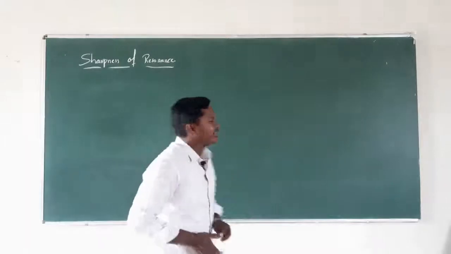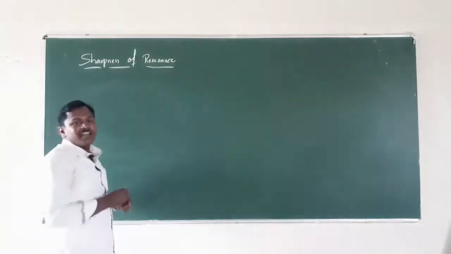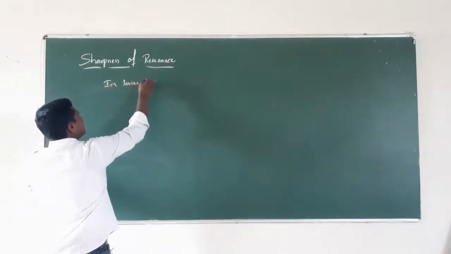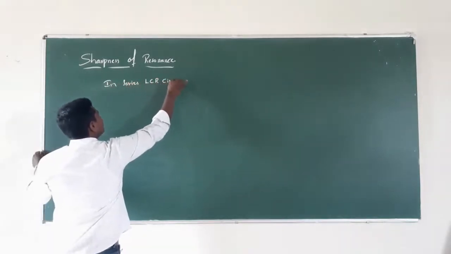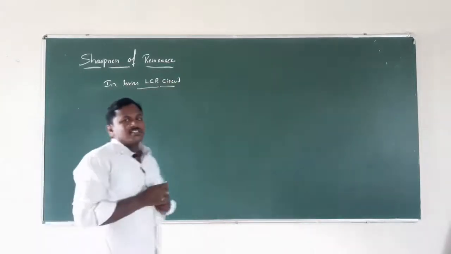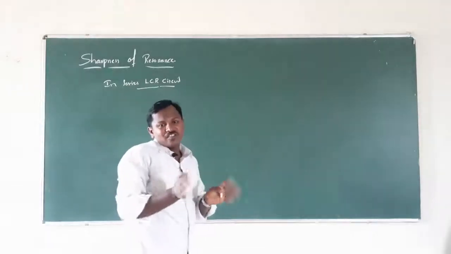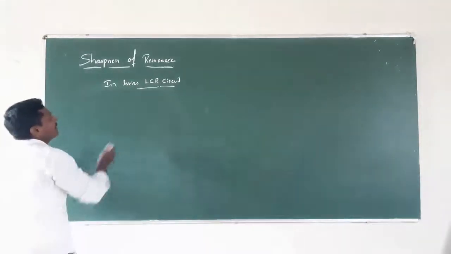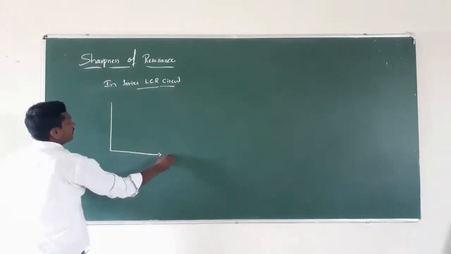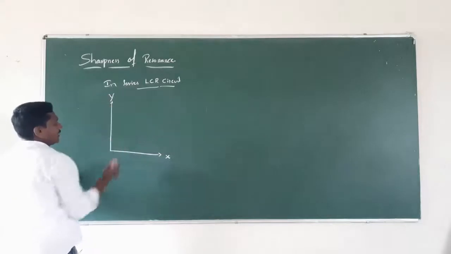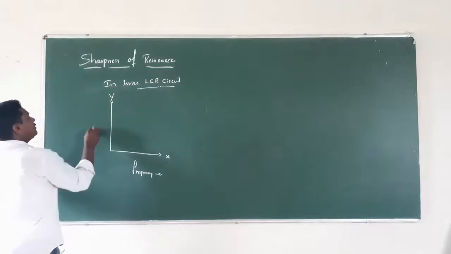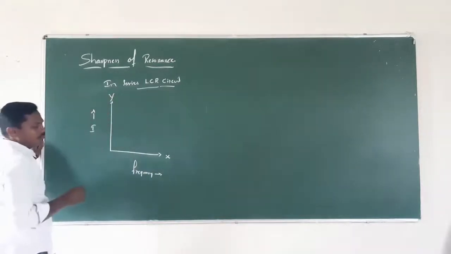And the next concept is sharpness of resonance. We know that in a series LCR circuit, the maximum current flows through the circuit and there is minimum opposing force, in the sense resistance or impedance, in the circuit. Therefore, if we observe the resonance curve, let us consider the frequency along the x axis and the current along the y axis.